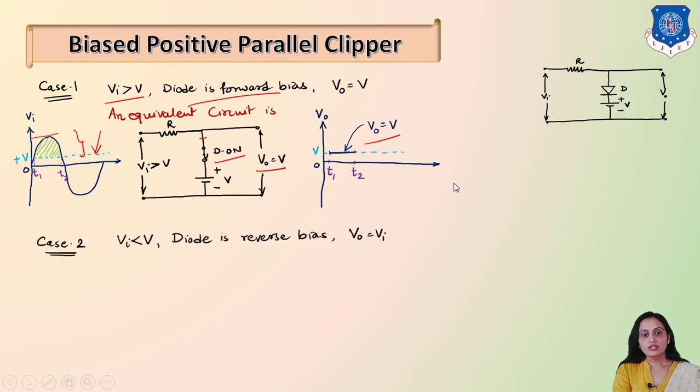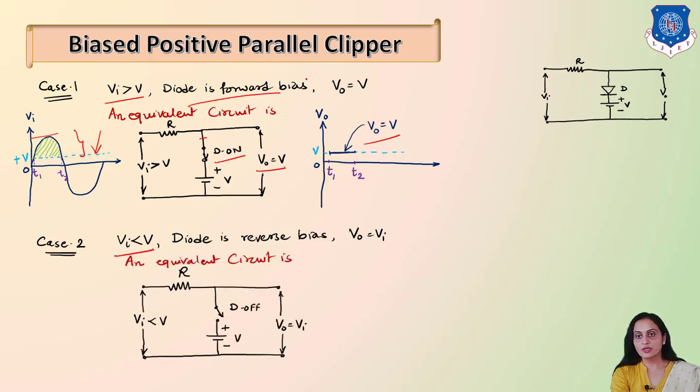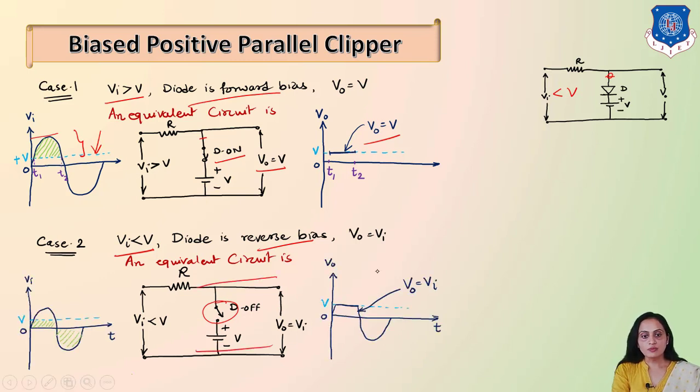This is the second case, when we are considering the input less than V, at that time the diode is reverse biased, because this input voltage is less than V. At the anode of the diode, the voltage is less than the voltage at the cathode, that's why the diode is reverse biased, and as it is reverse biased, it is shown with the switch open and there is no connection through this path, that's why output is equal to input. And if we plot it for this particular range, that is when input is less than plus V, then we will get exactly the same output as the input.